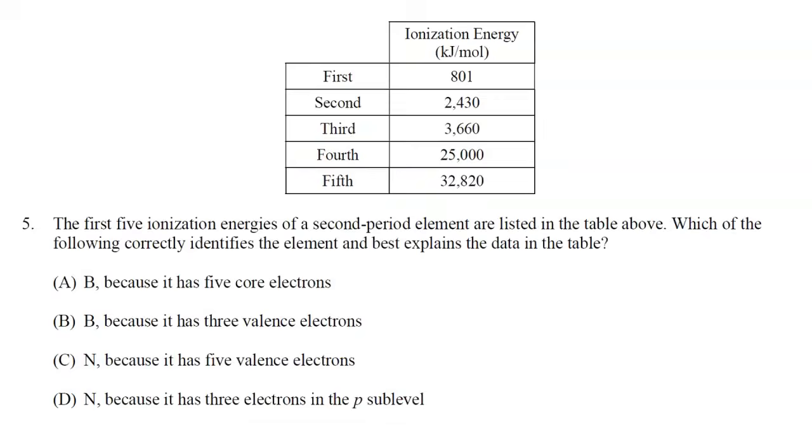Now let's take a look at question 5. In question 5, we are given a table with ionization energy values in units of kilojoules per mole, and they are labeled as first, second, third, fourth, and fifth. So question 5 says, the first 5 ionization energies of a second period element are listed in the table above. Which of the following correctly identifies the element and best explains the data in the table? So the answer choices for the identity of the element, it's either boron, B, or nitrogen, N.